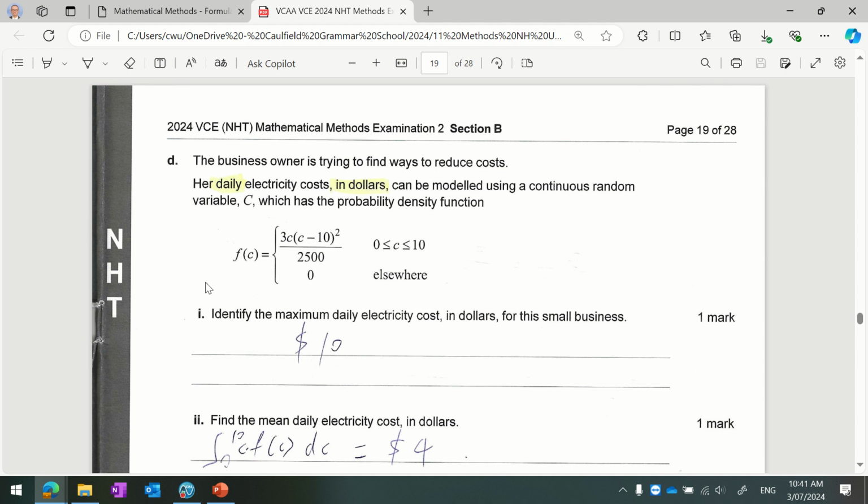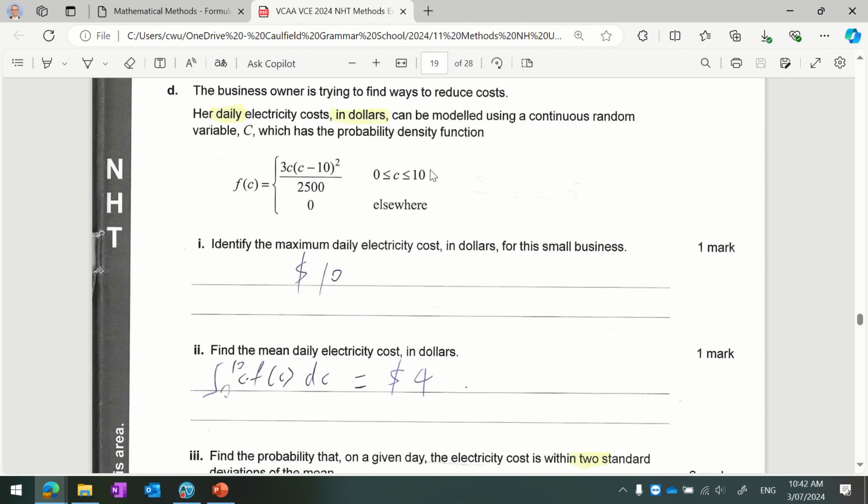F is the probability density function. The actual value of F doesn't really mean much, at least not in Methods. The area under F is the probability. The y value of F doesn't really mean much. And C itself is the electricity cost. So it is 10. It says here, C can be as big as 10.